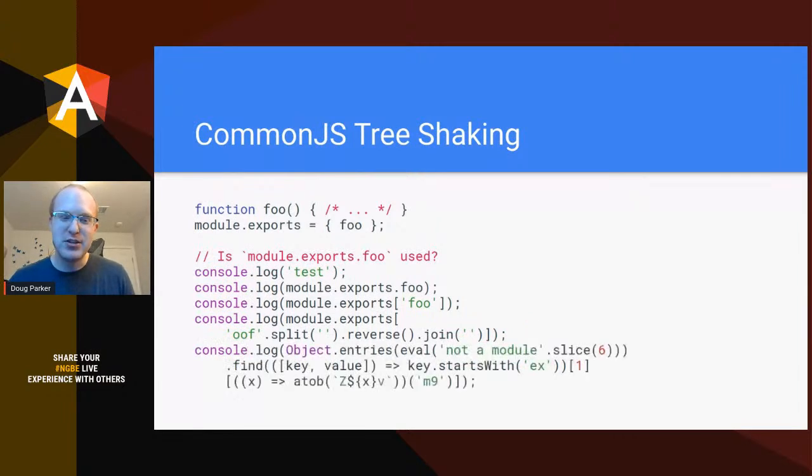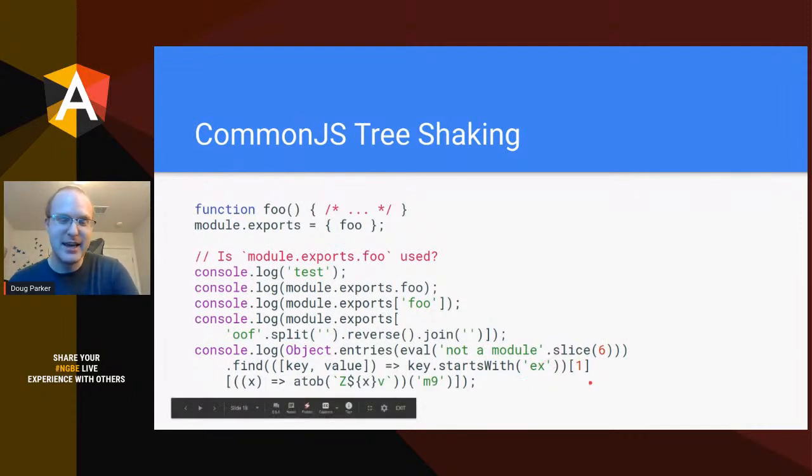But then you can get especially weird. You can do something like this. And this is a whole bunch of nonsense. I wrote this thing, and I don't even know exactly what this is trying to do. And I kind of ask you the same question again. Is module.exports.foo used? And when I look at this, I don't see foo anywhere. I don't see exports anywhere. I do see module. But it says not a module, and it's going into an eval, so we know that this is a safe operation, which is very trustworthy.